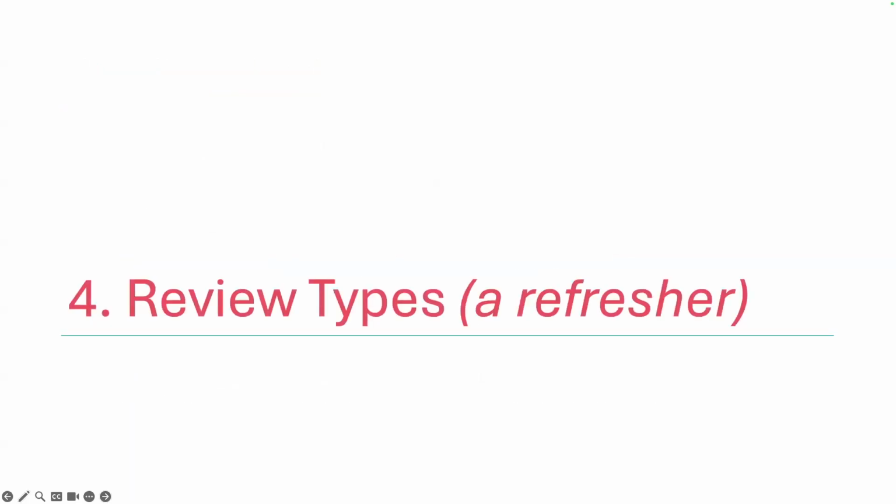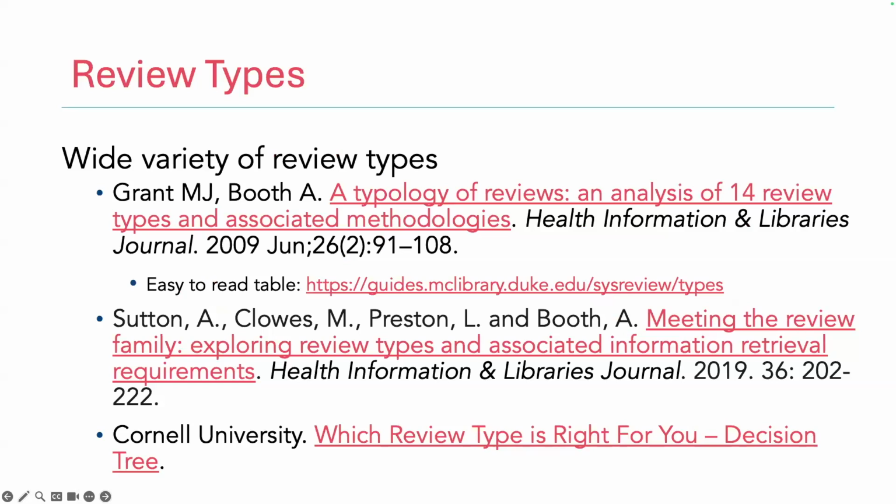So in order to talk about what needs to be documented and what needs to be reported, just briefly, a review of review types, the different review types. We talked about it two weeks ago, but as a refresher, there are a wide variety of review types. Over time, there seem to get more and more. One of the initial articles that talked about different review types, so that's systematic, scoping review, rapid review, umbrella review, integrative review, etc., is a foundational article by Grant and Booth from 2009.